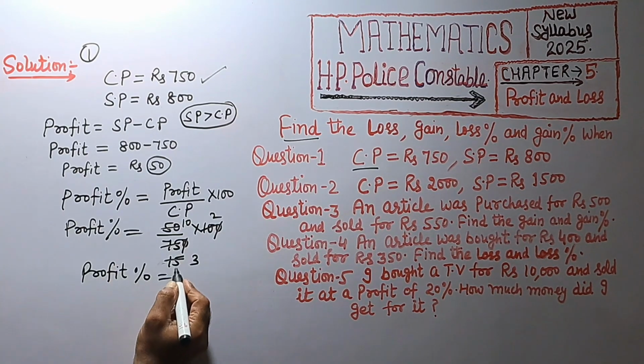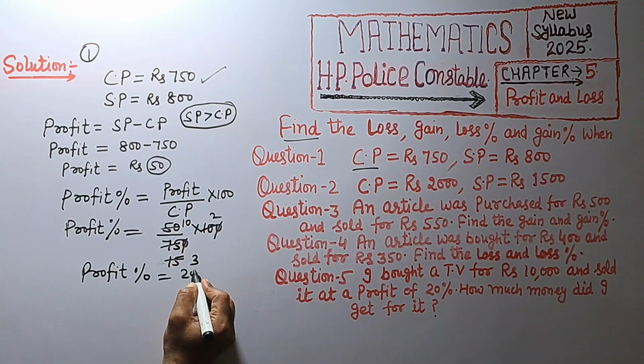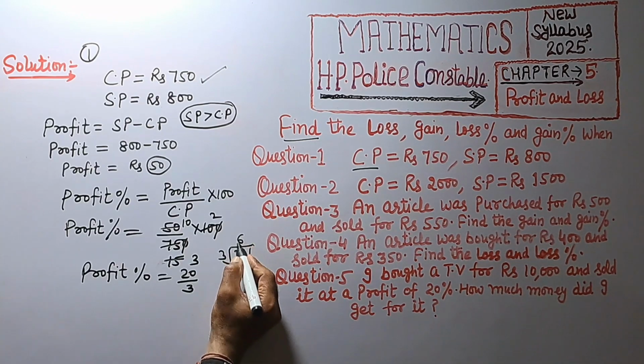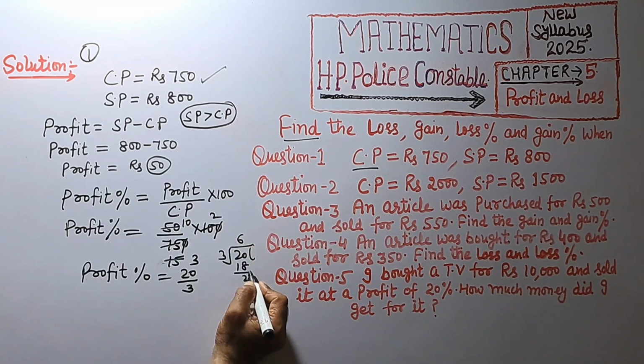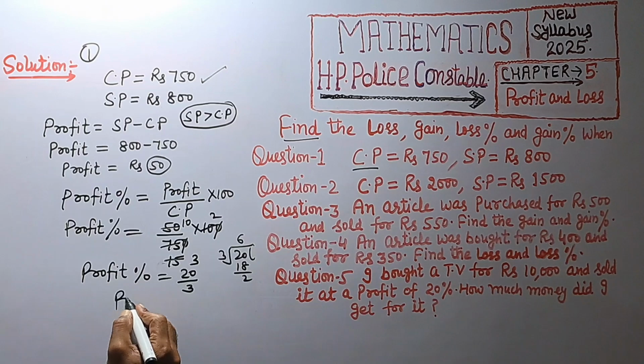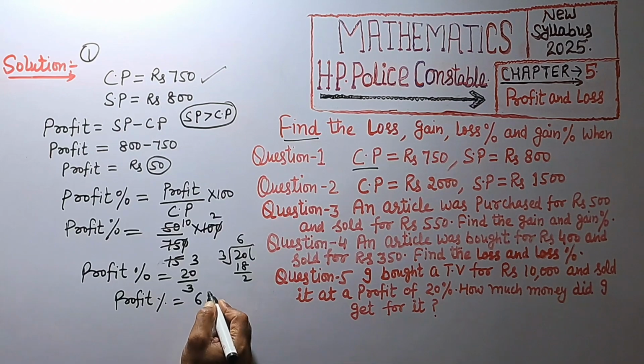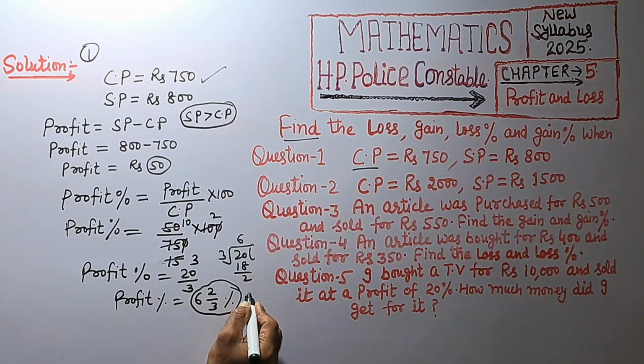Profit percent equals 20 upon 3. 20 divided by 3, 6 3s are 18 and remainder 2. Profit percent equals 6 whole 2 upon 3%. Answer.